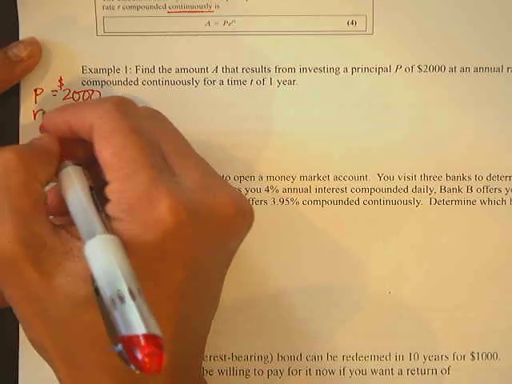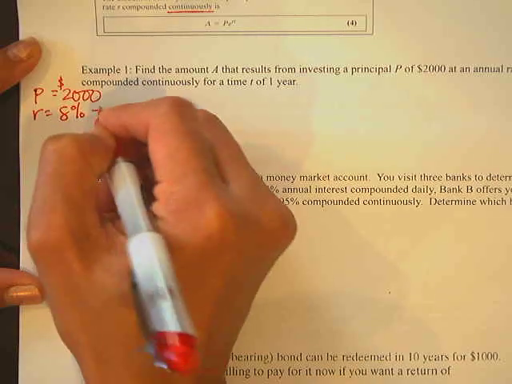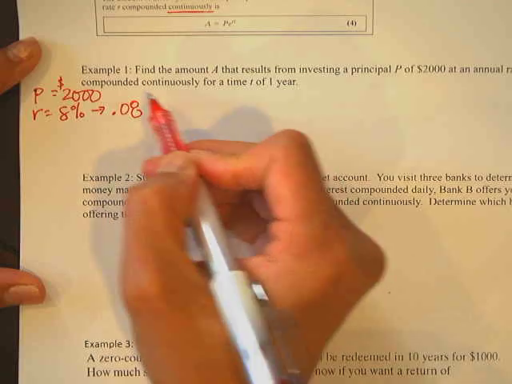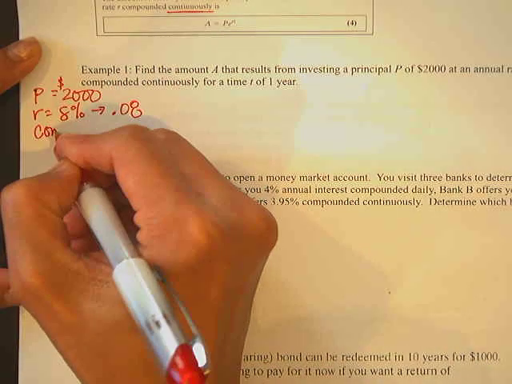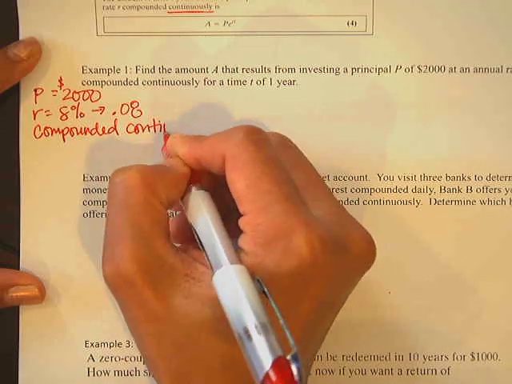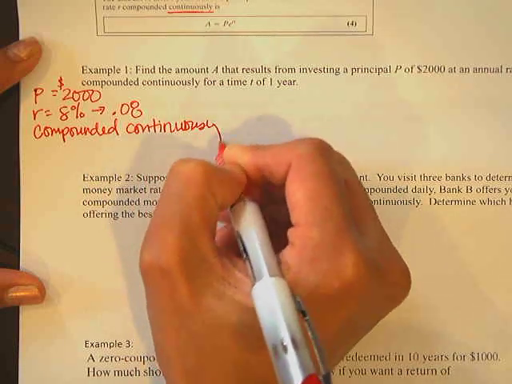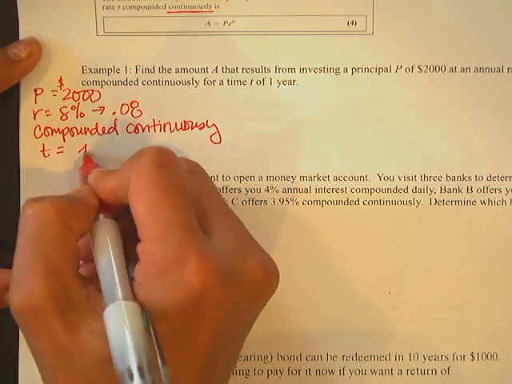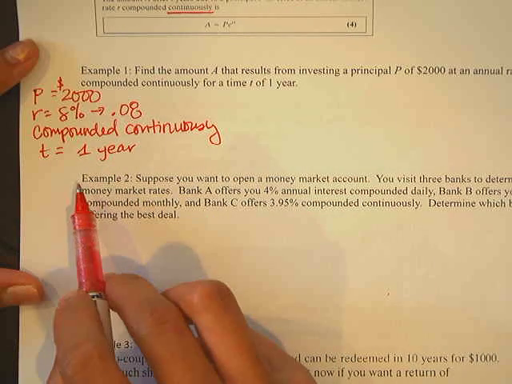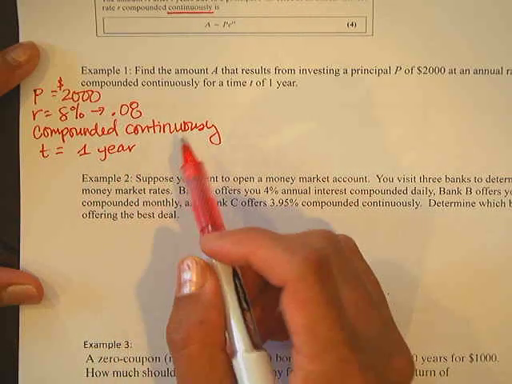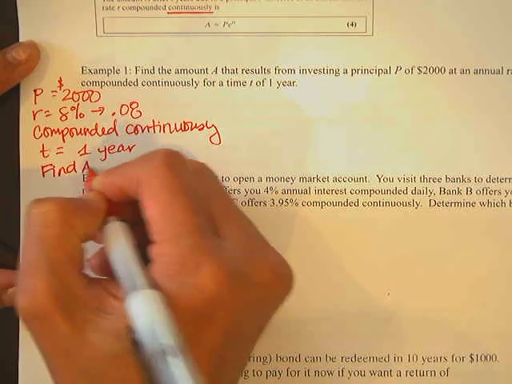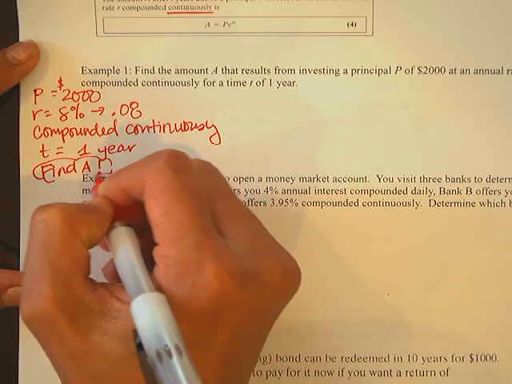We have an interest rate of 8%, which we need to convert to a decimal, which is 0.08. And compounded continuously. Magic word is continuously, for a time of 1 year. Okay, so these are all the information that we do know. What are we looking for? Find the amount A. So find A. This is what we're looking for.